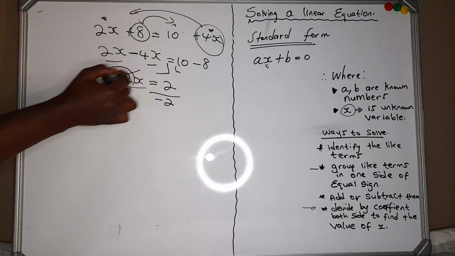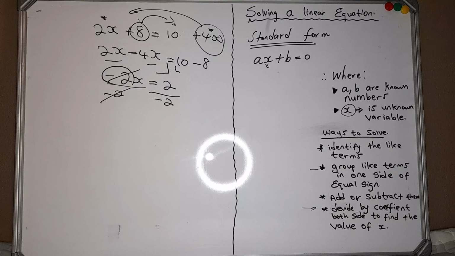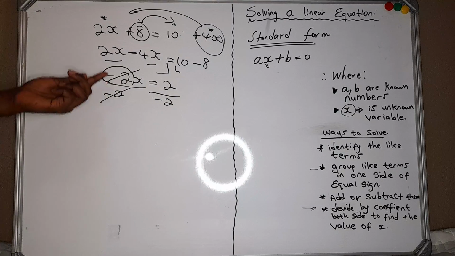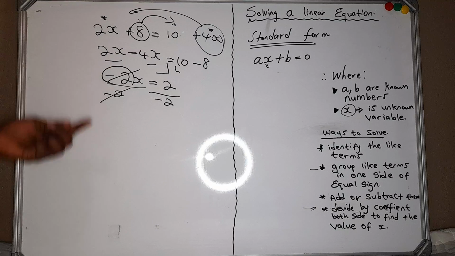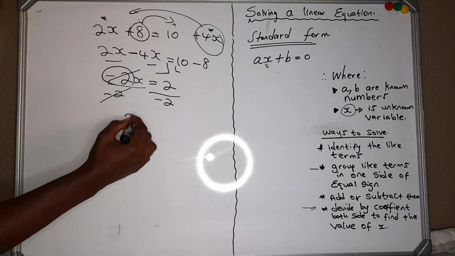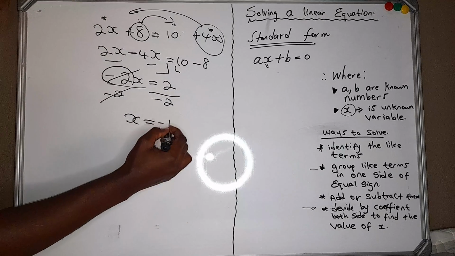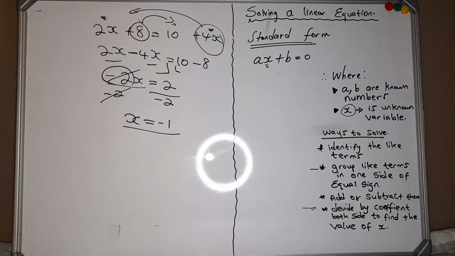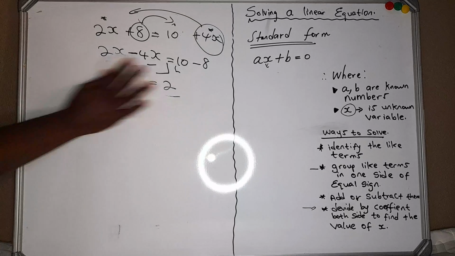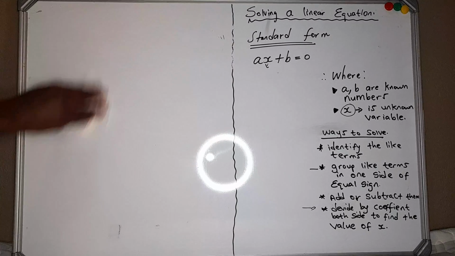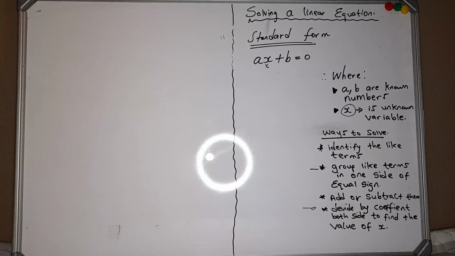This negative 2 and negative 2 will cancel each other. Why? Because any number divided by itself is 1. So we're left with x equals negative 1. So this is the value of x. Now, let's do another example again.